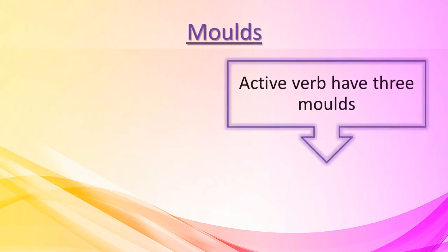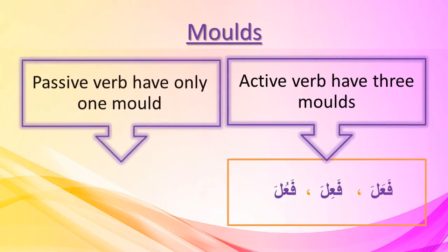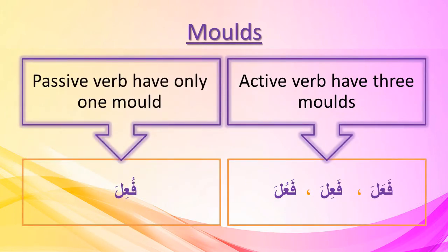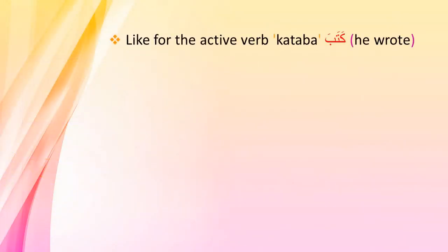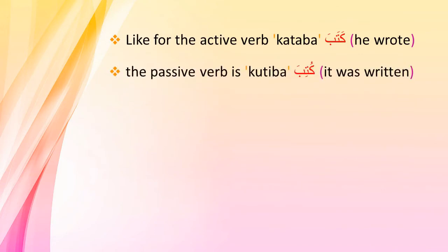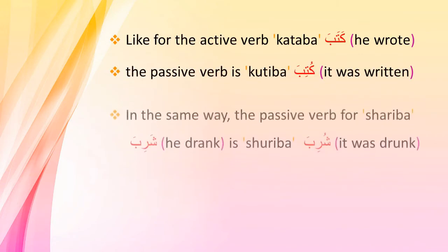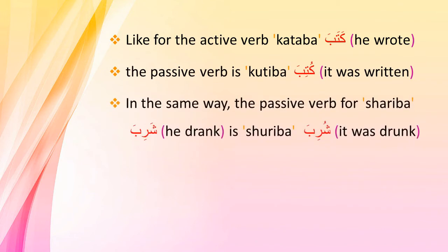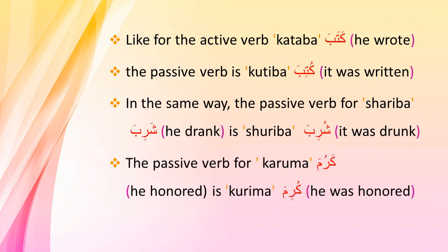Active verb had three molds, but passive verb has only one mold, fu'ila. For example, kataba is the active verb, he wrote. Kutiba is the passive verb, it was written. In the same way, shariba is the active verb, he drank. The passive verb for it is shuriba, it was drunk. Karuma is the active verb, he honored. And kurima, passive verb, he was honored.